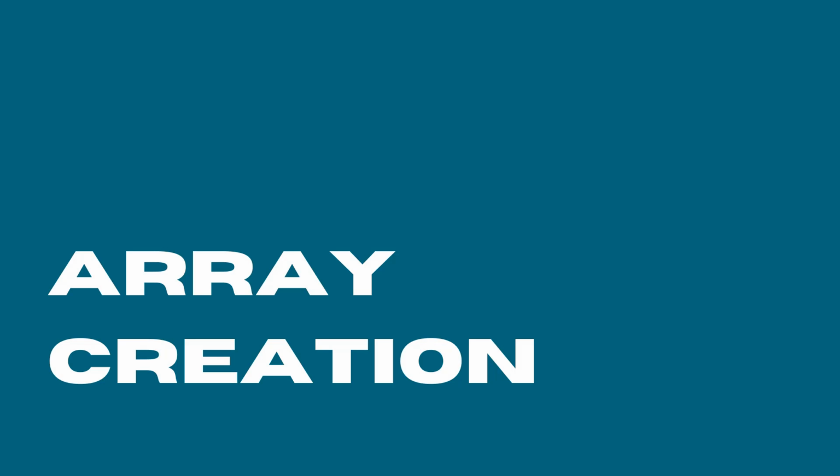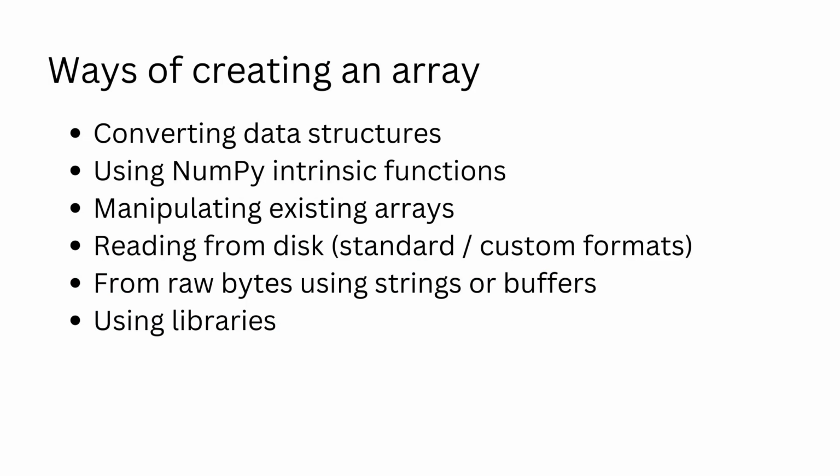Now that we know what arrays and their advantages are, let us start working with them. There are lots of ways of creating an array. We can convert a list or a tuple into an array. We can use the arange method, or zeros, or ones, or empty method. We can read from a disk, convert raw bytes from strings or buffers, etc. Let us look at some examples of these, one by one.